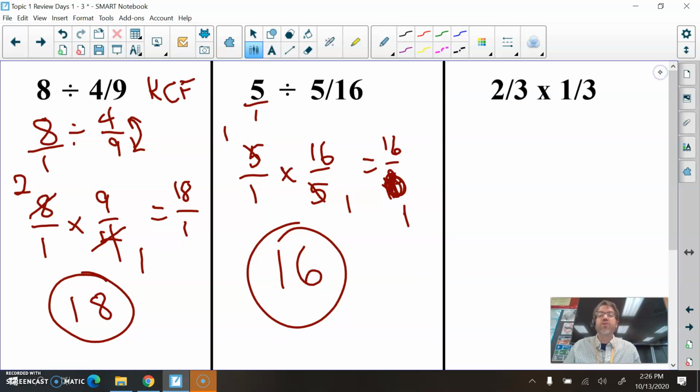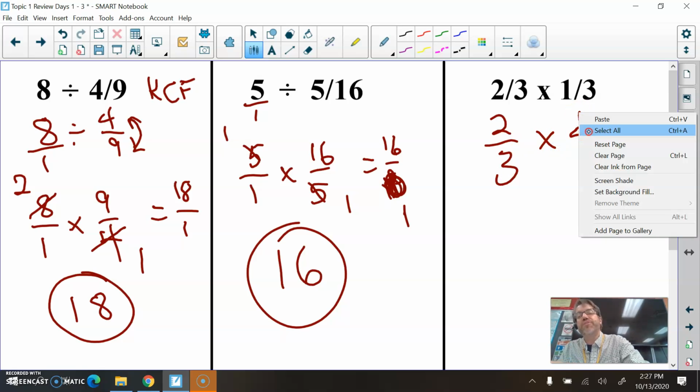All right, now, what have I done here? I have 2/3 times 1/3. So do I keep, change, flip? Nope. This is already a multiplying problem. The only time you need to rewrite the problem is if it's division, okay? This one's already multiplying, so I simply have 2/3 times 1/3.